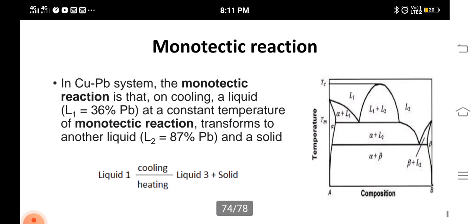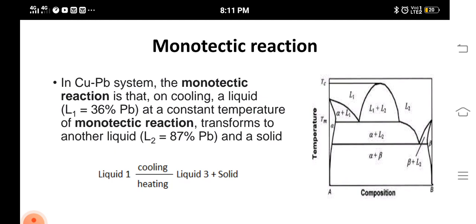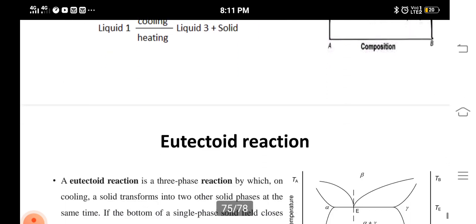Next we'll see the monotectic reaction. In the copper-lead system, the monotectic reaction is that while cooling, a liquid at a constant temperature transforms into another liquid plus a solid. This is called the monotectic reaction.